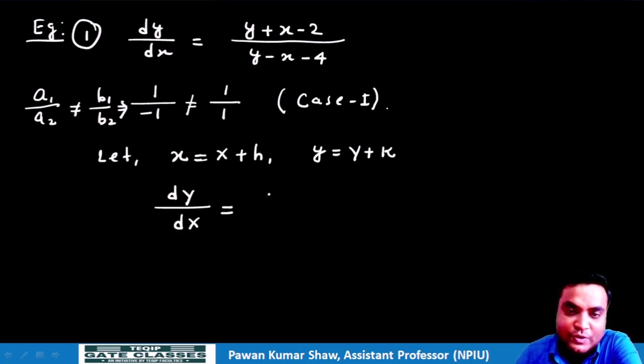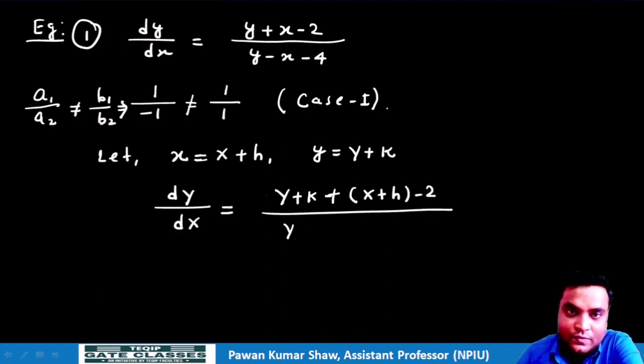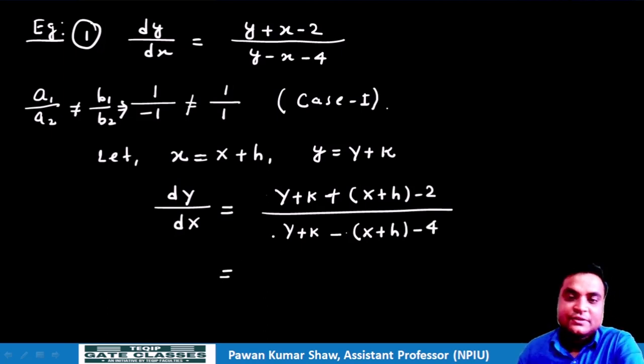So the problem we can write in the form of Y plus k, that is Y plus k, plus X plus h, minus 2, divided by Y plus k minus X plus h, minus 4. Okay, the next thing is that we can write the capital X and capital Y terms together, and the h and k terms together with another term.